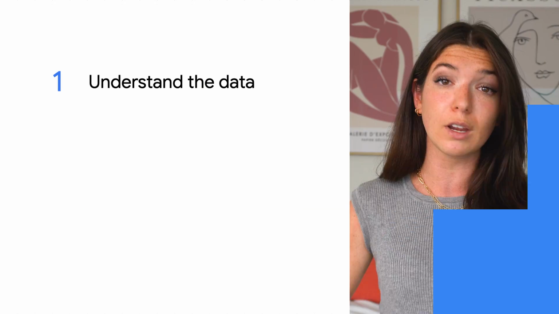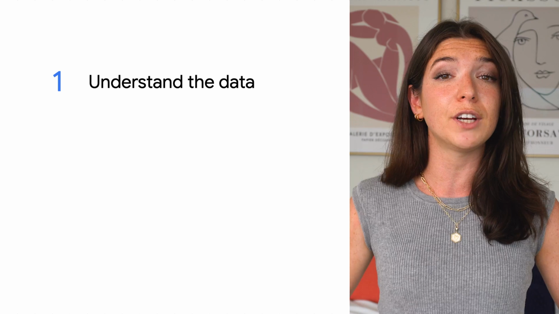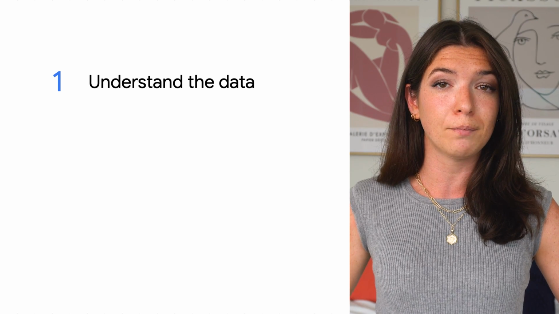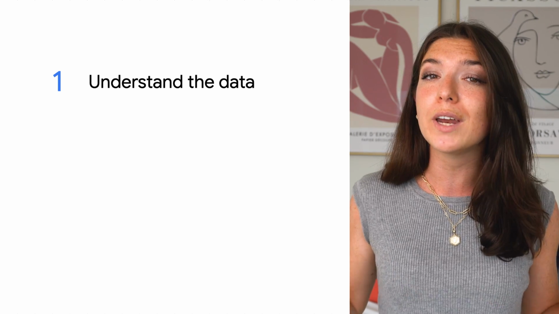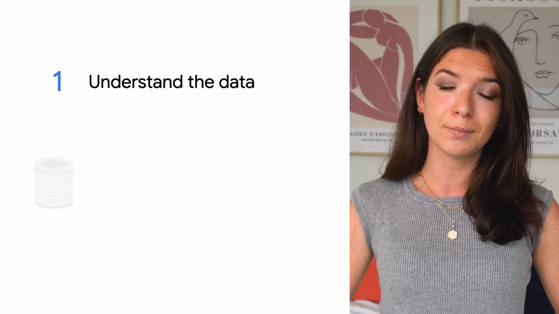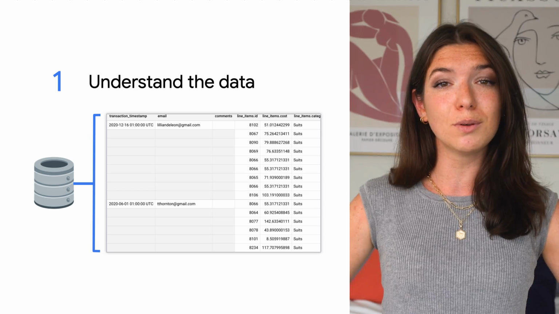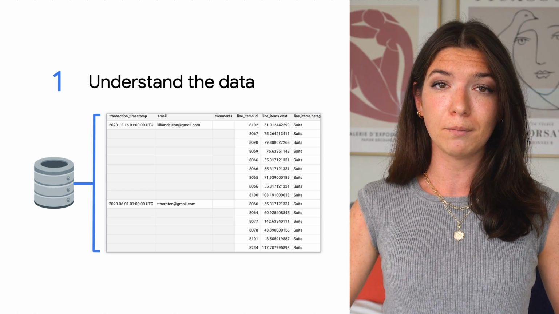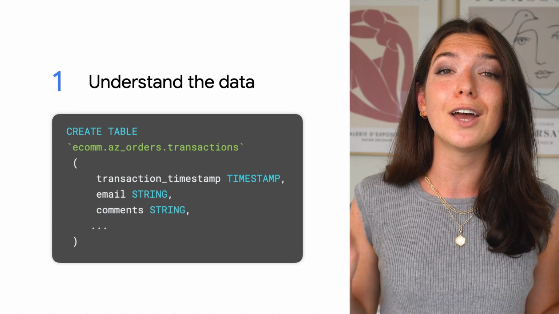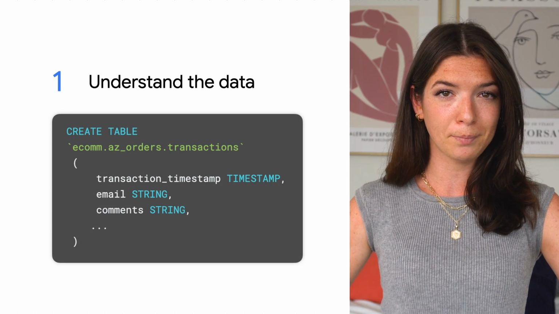Let's say your team has received a new request. Someone from your e-commerce department wants to add transactions data into a new BigQuery table. The first step in ensuring governance is understanding the data. For example, figuring out where the data is coming from and what information it contains. In this case, the transactions will be extracted from a database, and you already know the schema. So let's start by creating a new blank BigQuery table.